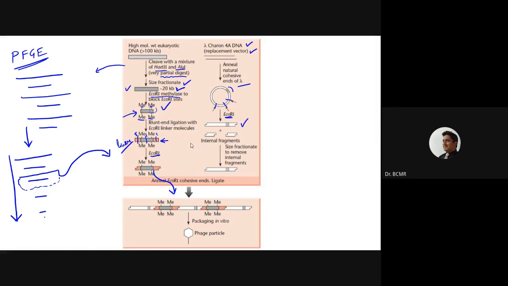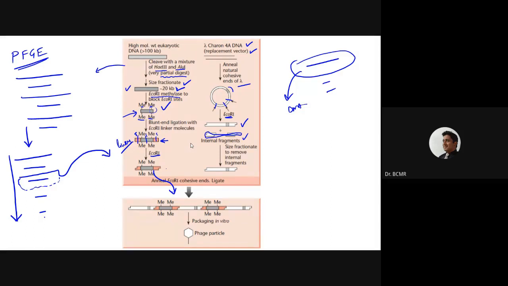These are the 2 internal fragments. You size fractionate, the same as using pulse field gel electrophoresis. When you do size fractionation, the larger fragment will be here and the smaller ones will be here. So you just cut this piece out and isolate the DNA. So it is a replacement vector. We are removing these regions and putting the gene of interest in that location.